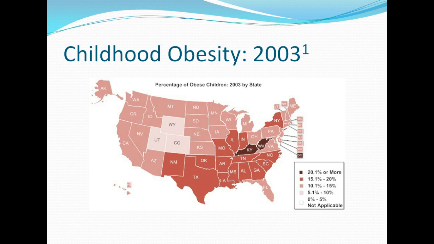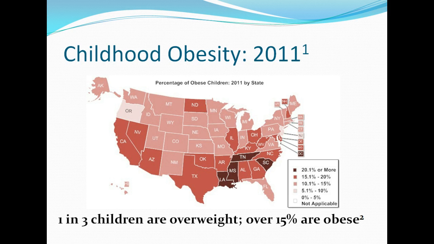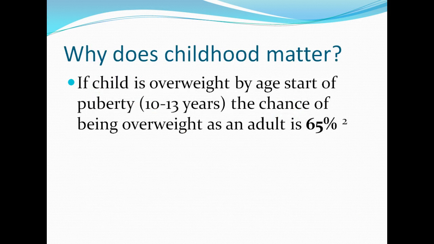This map shows the United States in 2003 and the percentage of obese children. As we watch the map change, we see that the majority of states have a higher percentage of children who are obese than in 2003, a very high change for a very short amount of time. We also see that 1 in 3 children are now overweight and over 15% of children are obese, so it is clearly a large problem.